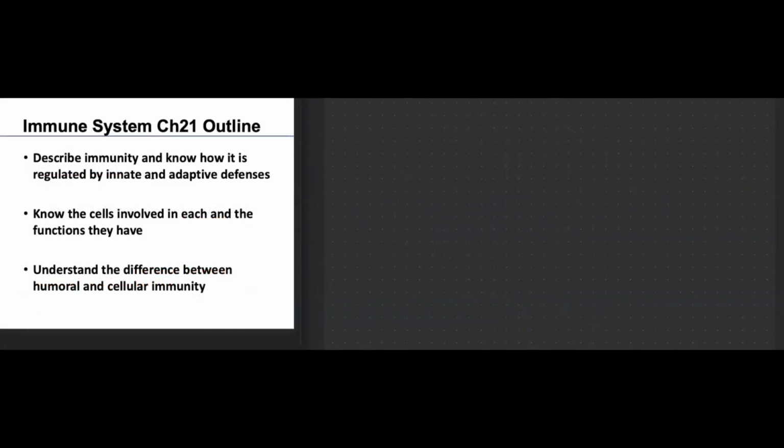The adaptive and innate immunity. We're going to be discussing the cells that will get involved in the immune responses, and we're going to understand the difference between the two parts of the adaptive immunity, which are the humoral and the cellular immunity.